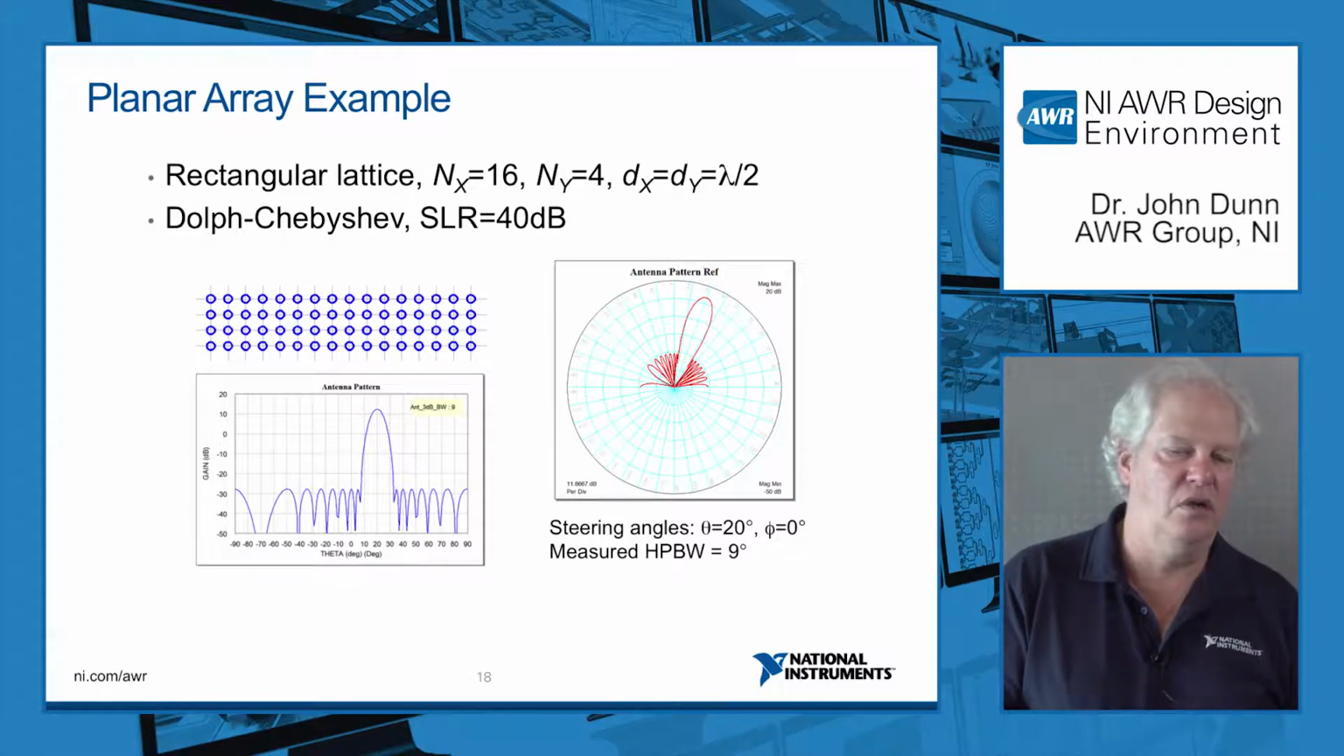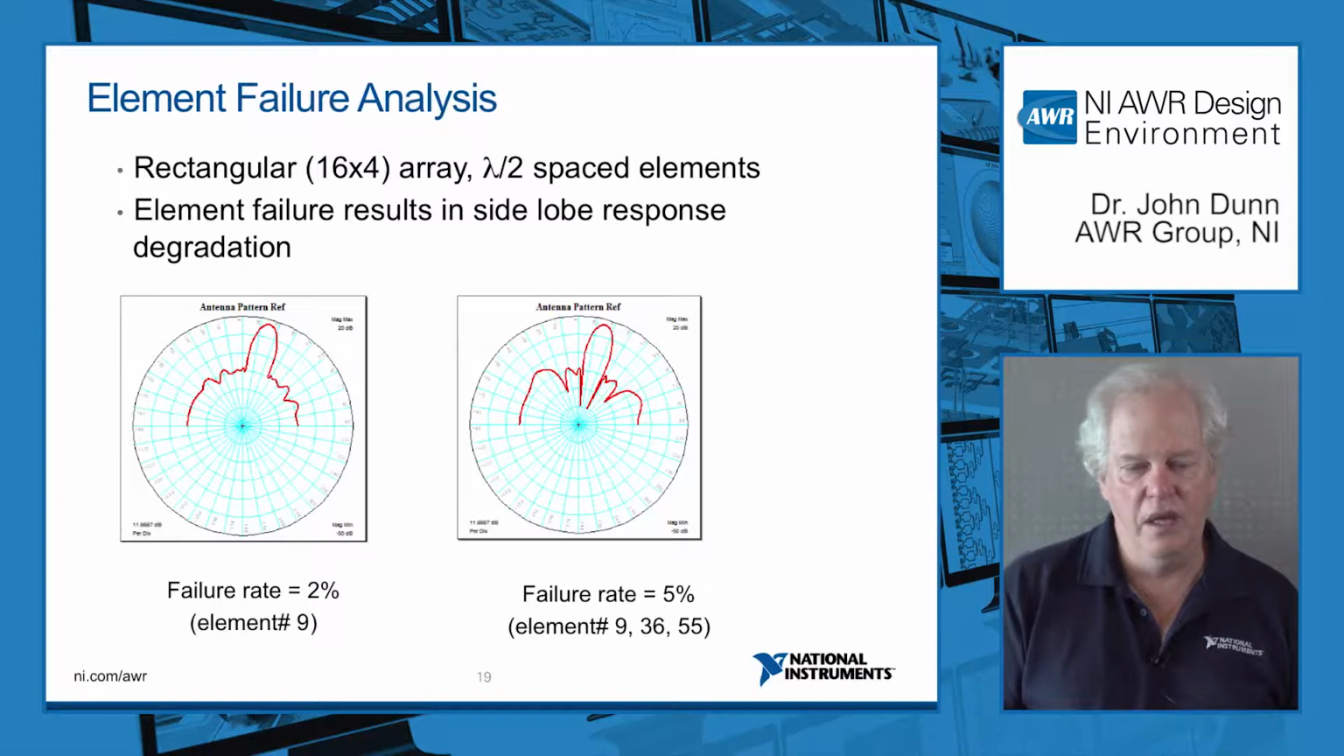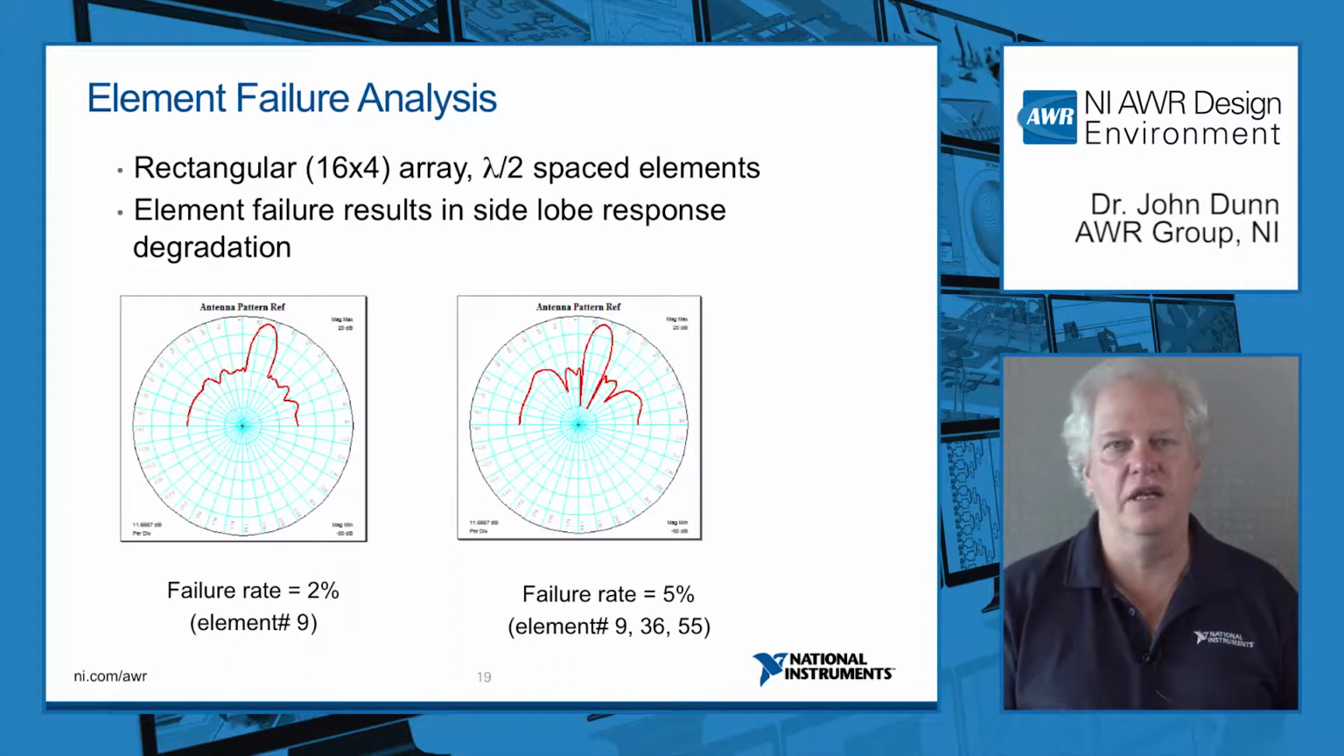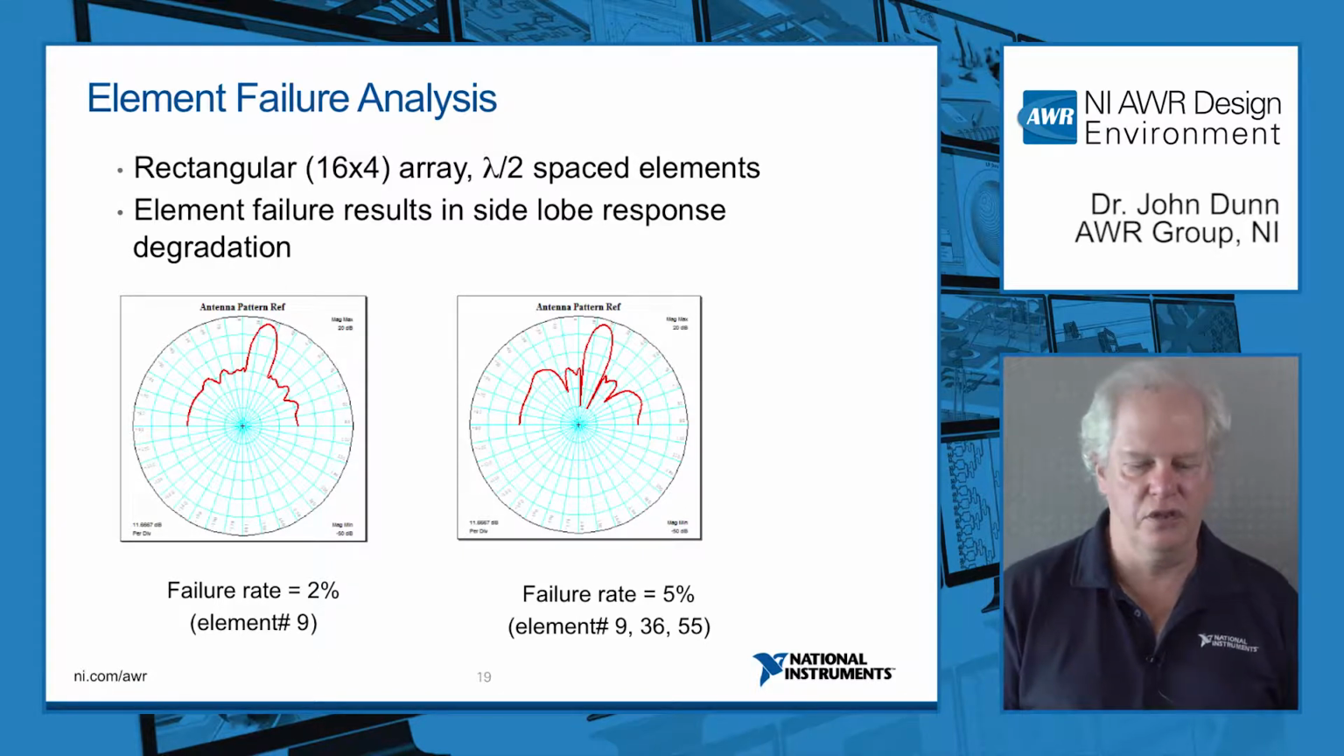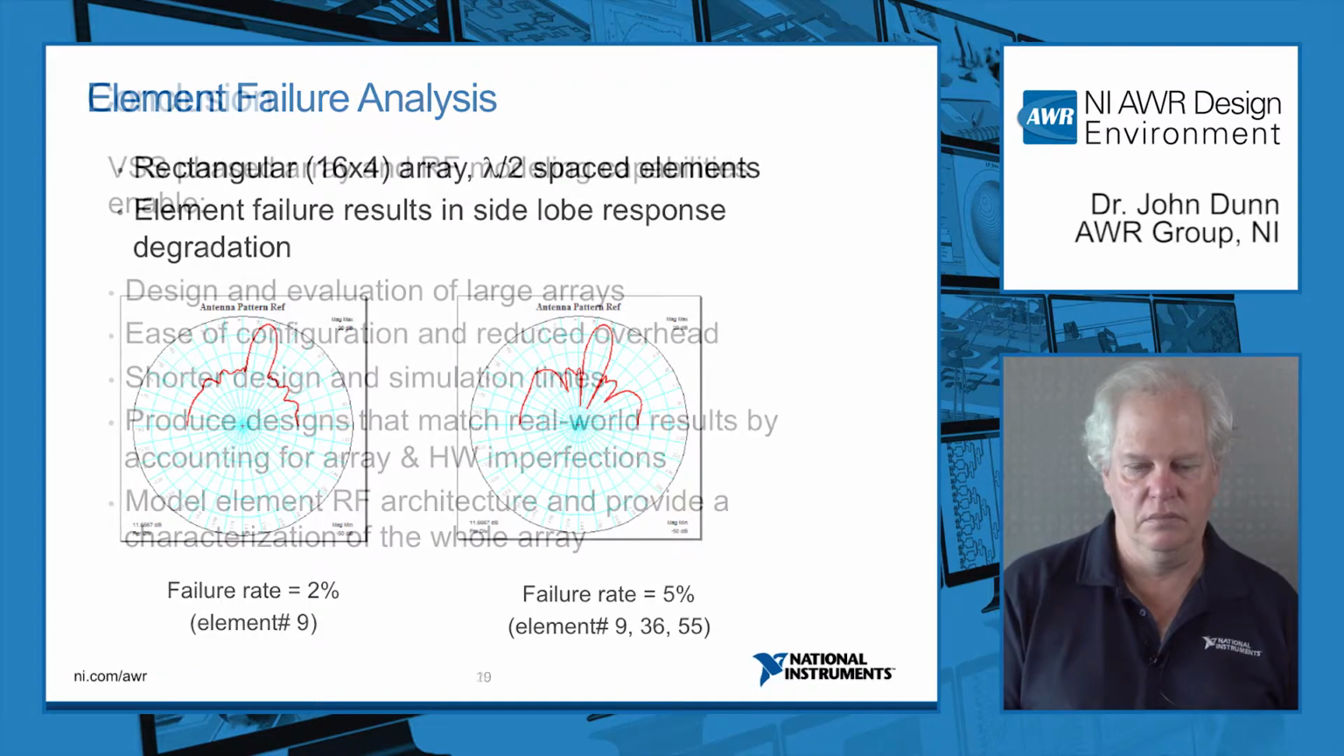Notice this is using a Dolph-Chebyshev type taper, fairly typical, and you can set all these things in this element. You can actually take some of the elements and turn them off. In other words, you're simulating array failure type scenarios. You want to see how much the pattern degrades, how many elements you can tolerate before the pattern becomes unacceptable. You see here on the left a failure rate of 2% chosen randomly, and a failure rate on the right of 5%. And of course you can see the pattern degrading.